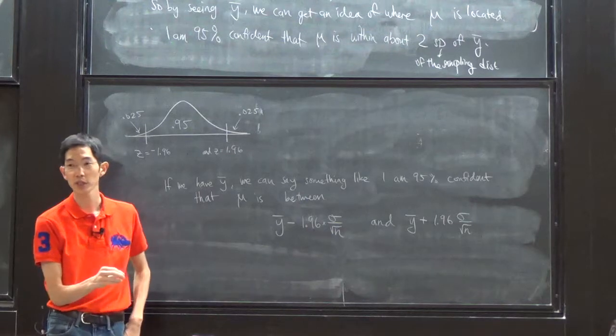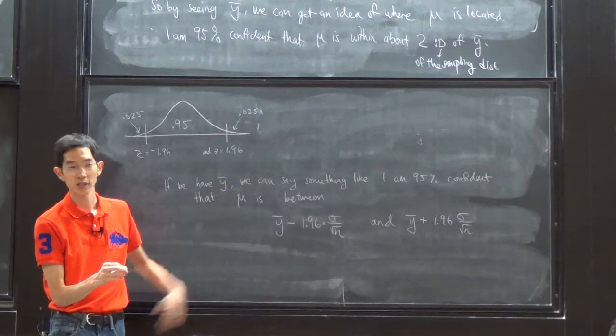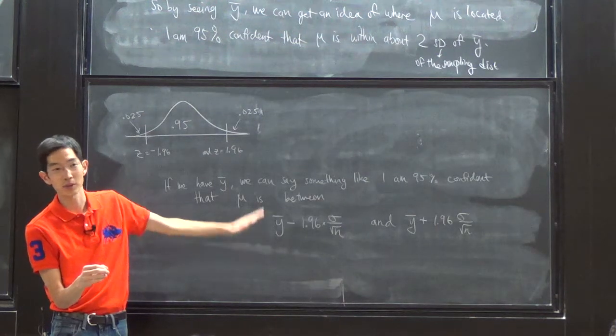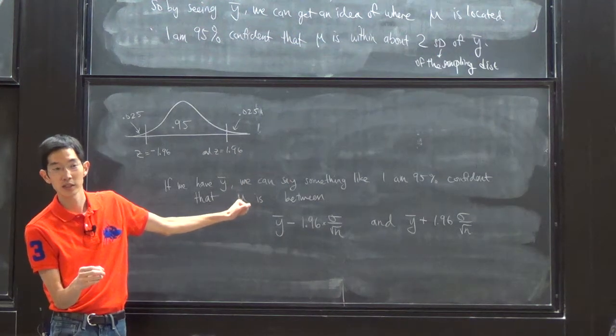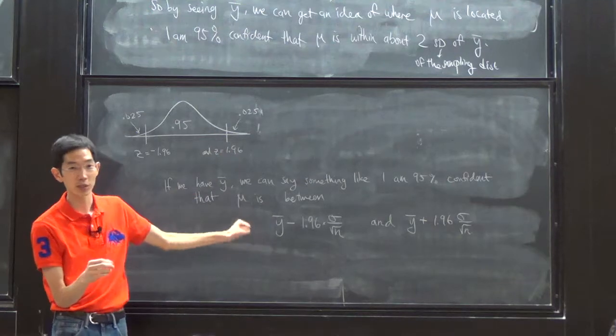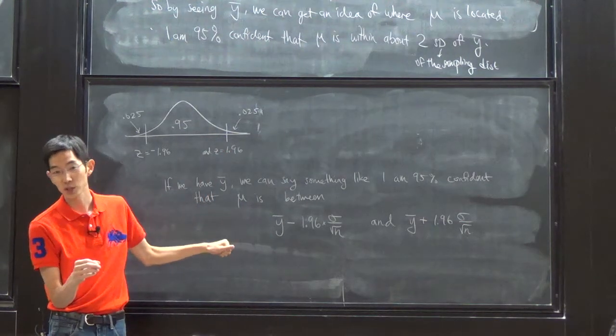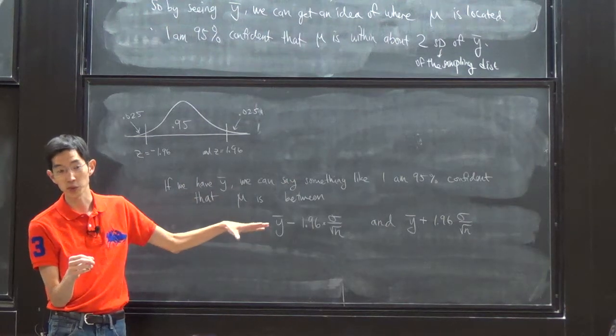Does that sound reasonable to you guys? Right. Have I lost anyone here? Or are we all following this okay? Okay. And we're able to say this because we know that y bar comes from a sampling distribution, and that sampling distribution follows the normal distribution.